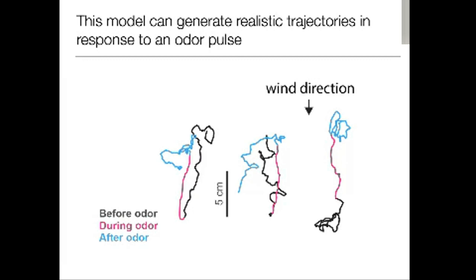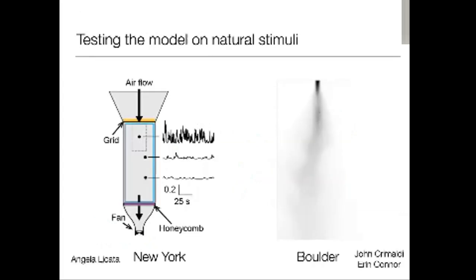But the real question is, can this model, which was derived from behavior in a very constrained environment, predict behavior in a more natural environment? And so to do that, we turned to these plume movies that our collaborators had collected in Boulder. And as I said, we built essentially the same wind tunnel here in New York, relying on the fact that if you build essentially the same wind tunnel, you get the same statistical plume. And we did some measurements with a photoionization detector to verify that this was true.